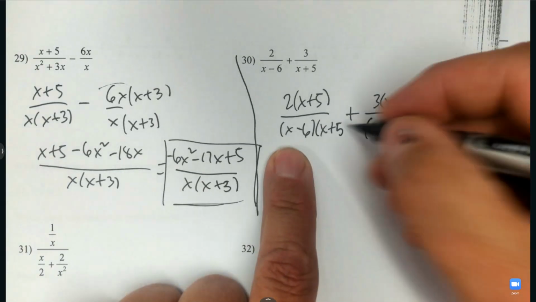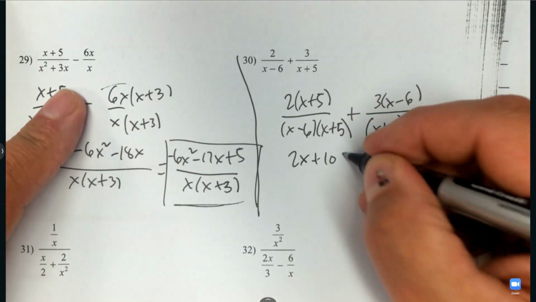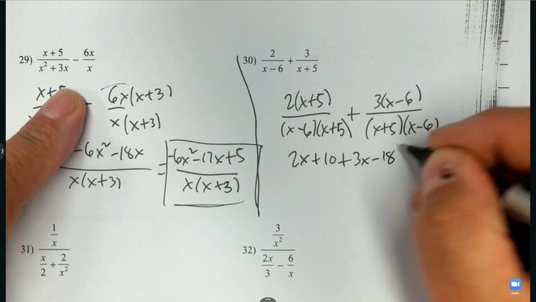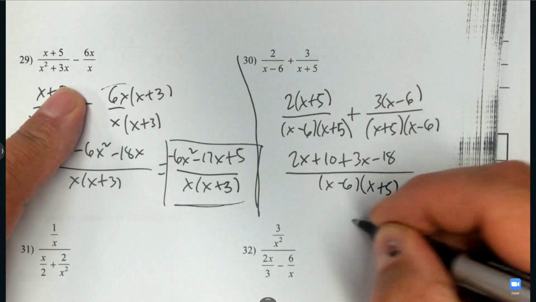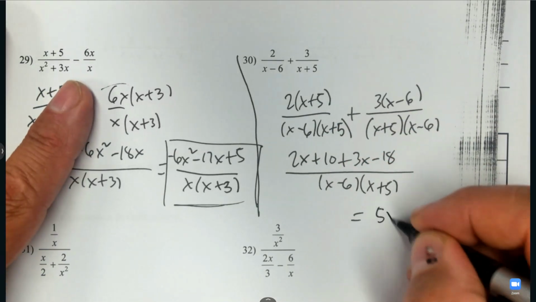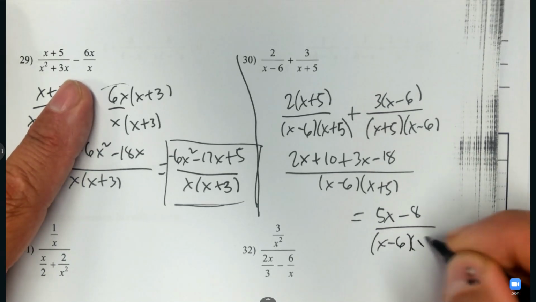And now that the denominators are the same, I can distribute. That's 2x plus 10. That's 3x minus 18. And then combine like terms. So that is 5x minus 8 over the common denominator.